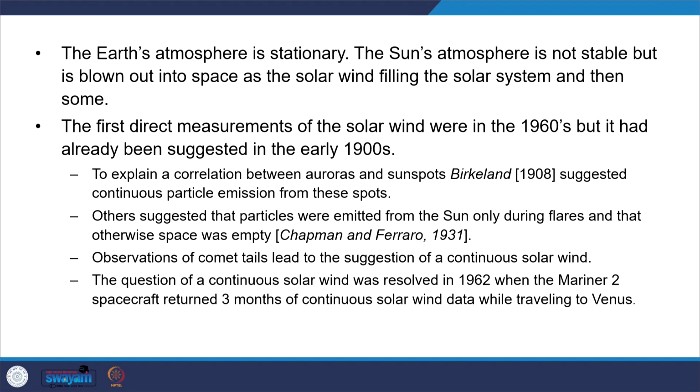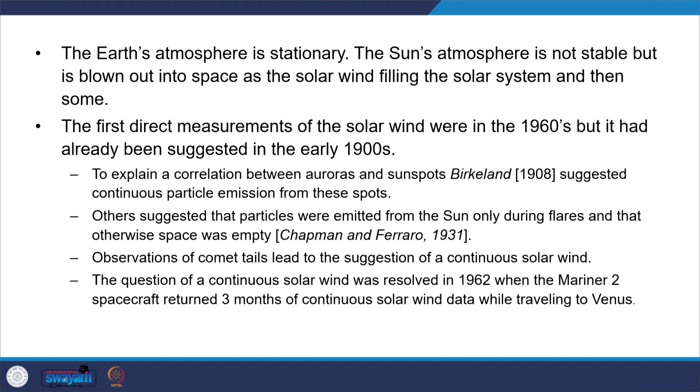So, the first direct measurements of solar wind were in the 1960s, but it had already been suggested in the 1900s that there is a constant solar wind. People earlier thought that solar wind is not a constant process. Rather, whenever coronal mass ejections happen or when there are a lot of sunspots, people thought solar wind could reach us only during those periods of time.